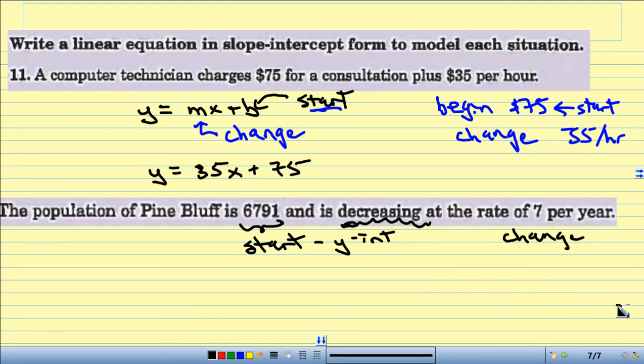So decreasing means minus. So if I write my equation, y equals mx plus b, my start is 6,791. My rate is -7, and x represents the years. So -7x plus 6,791. There you are. It's that easy. Yes, this is your answer.